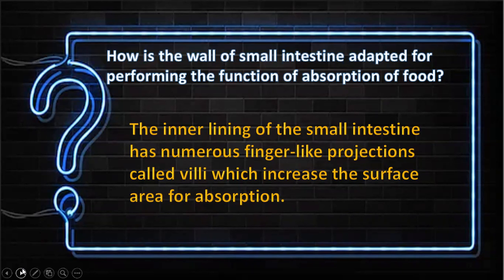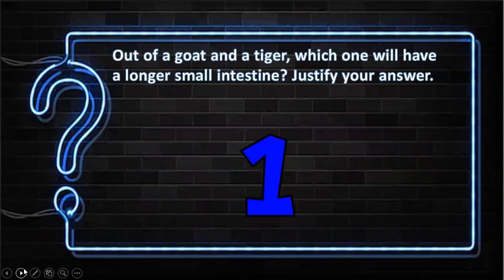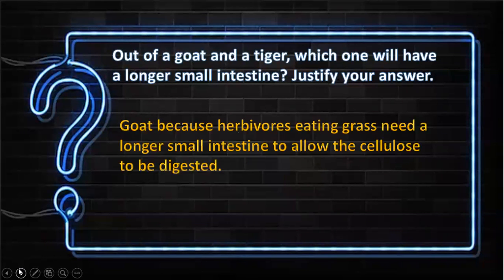So let's move forward. Next question: out of a goat and a tiger, which one will have a longer small intestine? Justify your answer. If we say it is goat, then why does it have a longer small intestine? And if we say it is tiger, why does it have a longer small intestine, right? It is one of the questions asked in your sample paper, a one mark question from your bio part.